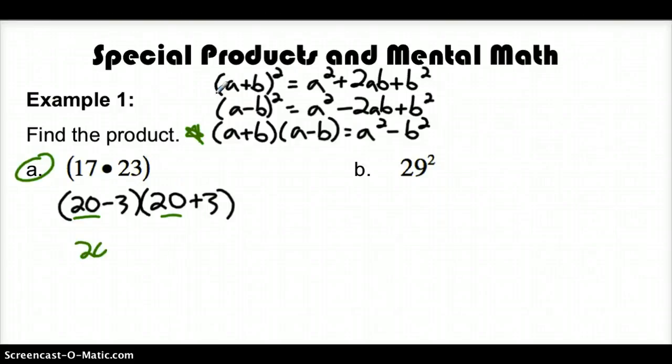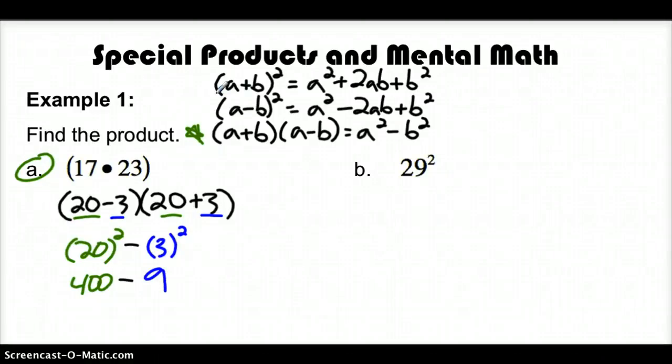The first part of FOIL is going to be 20 squared, my a term squared, and then minus my b term squared, where my b term is 3, so b squared. Now I know that 20 squared is 400, and 3 squared is 9, and 400 minus 9 yields a final answer of 391. It's kind of cool that we did this differently than stacking the numbers up and multiplying them like we did in elementary school and middle school.